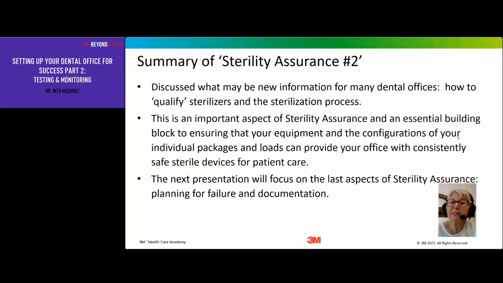So for a summary of what I just discussed, we covered what may be a lot of new information for many dental offices: how to qualify sterilizers, and the sterilization process. This is an important aspect of sterility assurance. I keep calling it insurance. Sorry. It is a type of insurance, but it's assurance, and it's an essential building block to ensure that your equipment and the configurations of your individual packages and loads can provide your office with consistently safe, sterile devices for safe patient care. The next presentation will focus on the last aspects of sterility assurance, which is planning for failure and documentation.